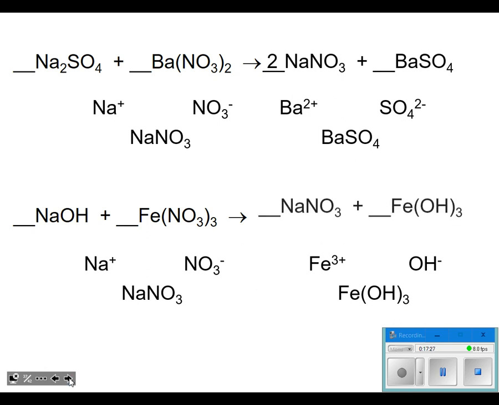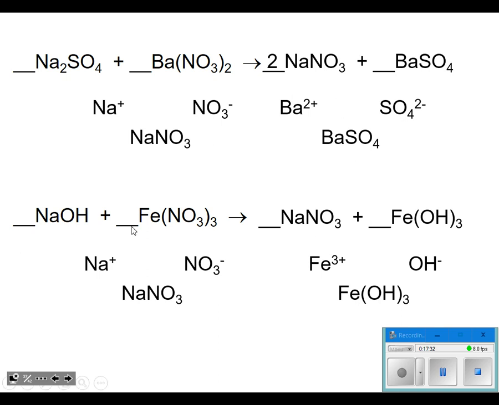Okay? So then we have these as our products, and we go ahead and look for balancing. There's 3 NO3s over here, so we have to put a 3 there, and then that causes us to have 3 sodiums and 3 OHs. Well, this is 3 sodiums, and this is 3 OHs, so we're good to go.